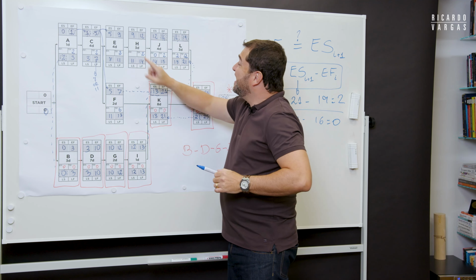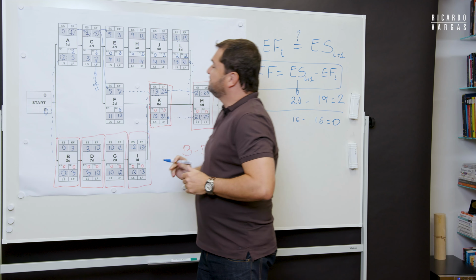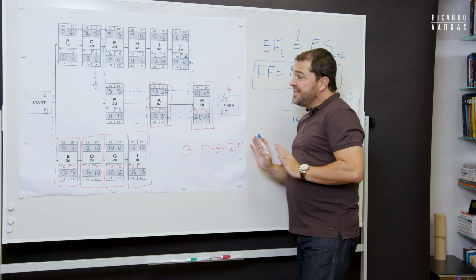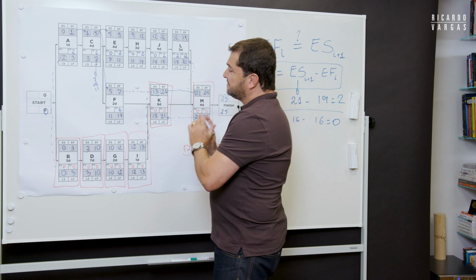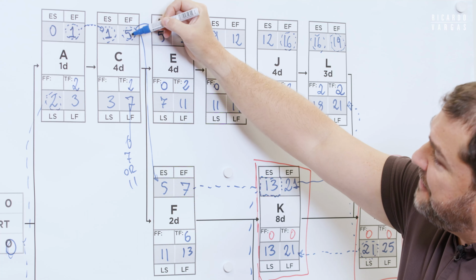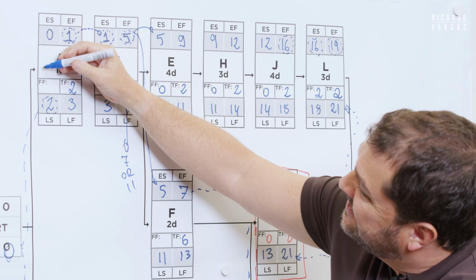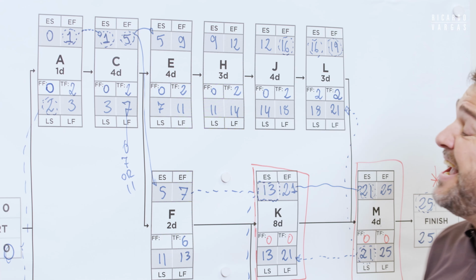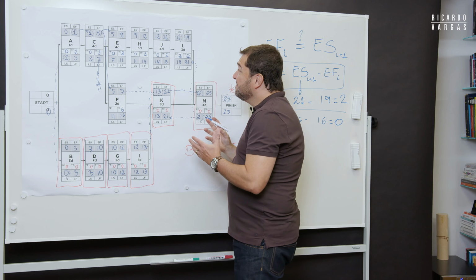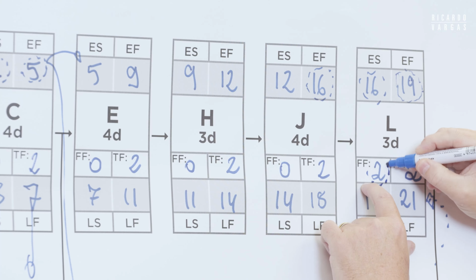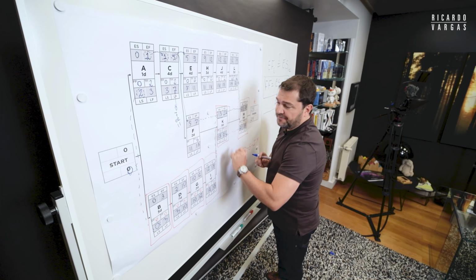And look, this is the same here. 12, 12, free float, 0. 9, 9, free float, 0. All good. Now we need just to calculate this here. So now let's see. 5, 5, 5, and 5. 0, 2. 1, 1. 0, 2. It means all the float that A, C, E, H, and J have is by using these free floats of L. Now, let's calculate the free float of F.